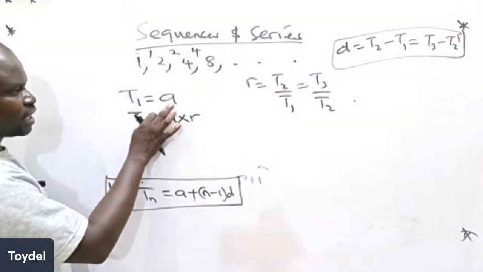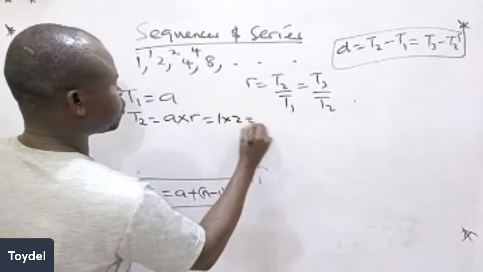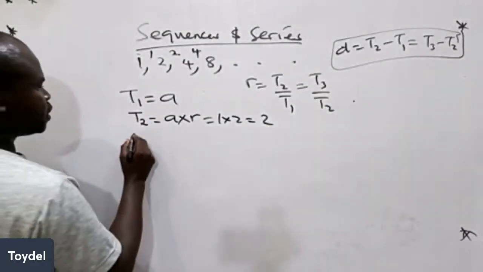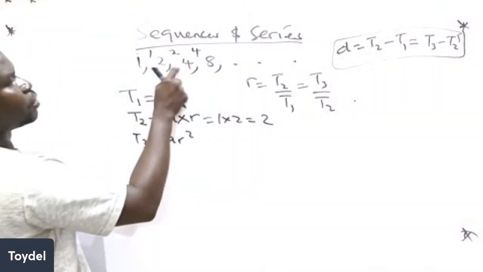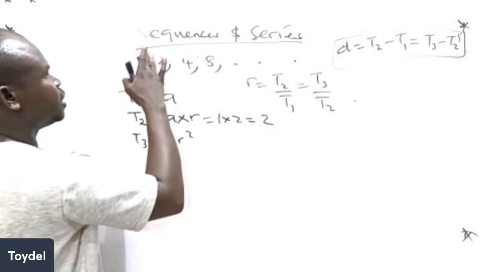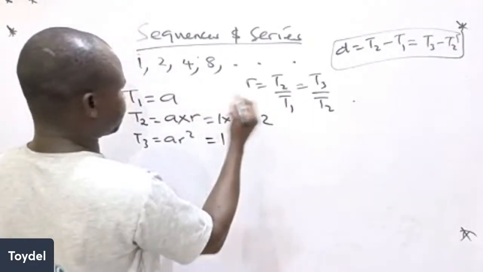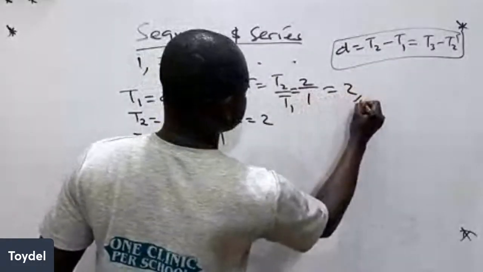So the first term is A, the second term will be A times R. So A is 1, times 2, we get 2. Then the next one, T3, will be AR squared. There will be two common ratios there. So in this case, A is 1, and the common ratio is 2 divided by 1, which is 2.